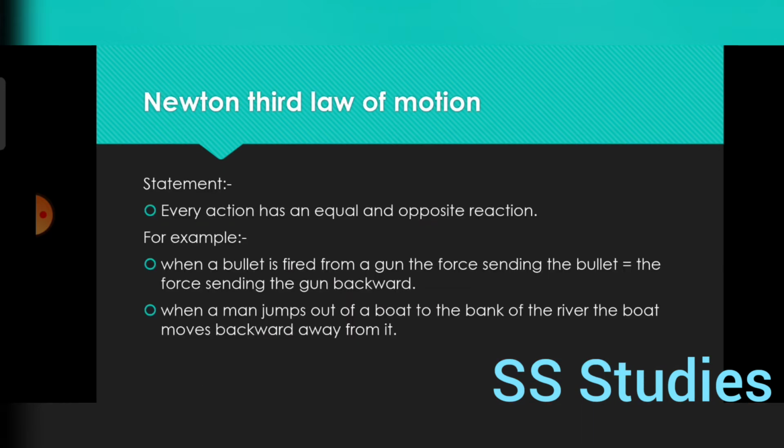Newton's third law of motion. Statement: every action has an equal and opposite reaction. For example, when a bullet is fired from a gun, the force sending the bullet forward equals the force sending the gun backward. When a man jumps out of a boat onto the bank of the river, the boat moves backward, away from it.